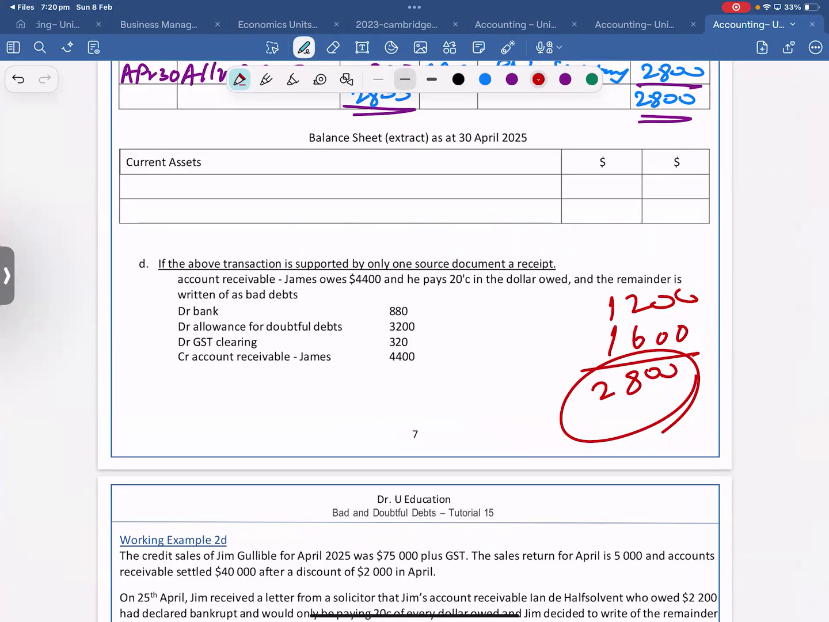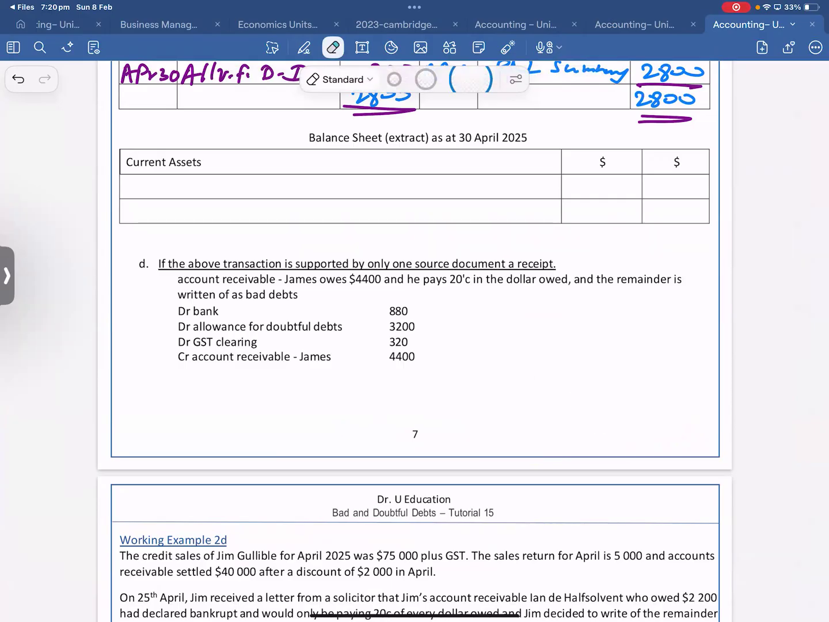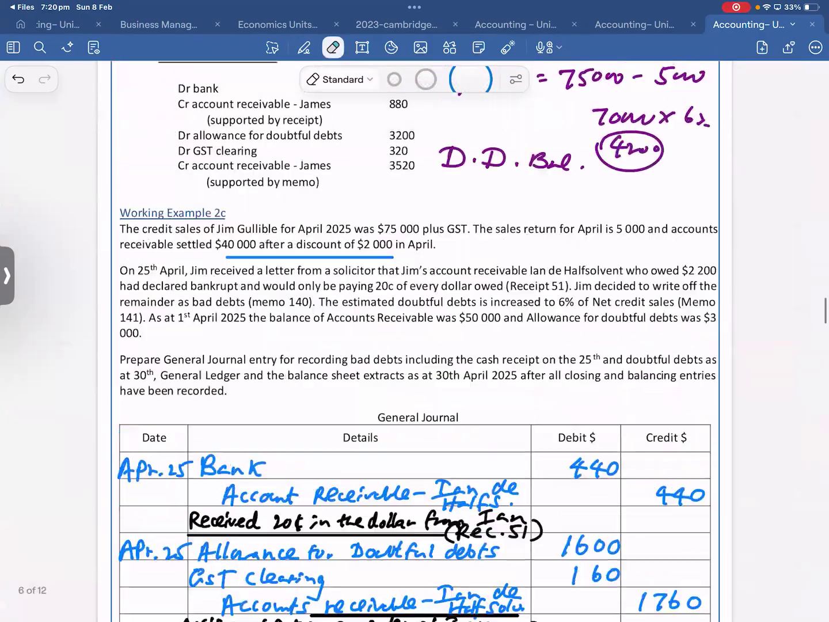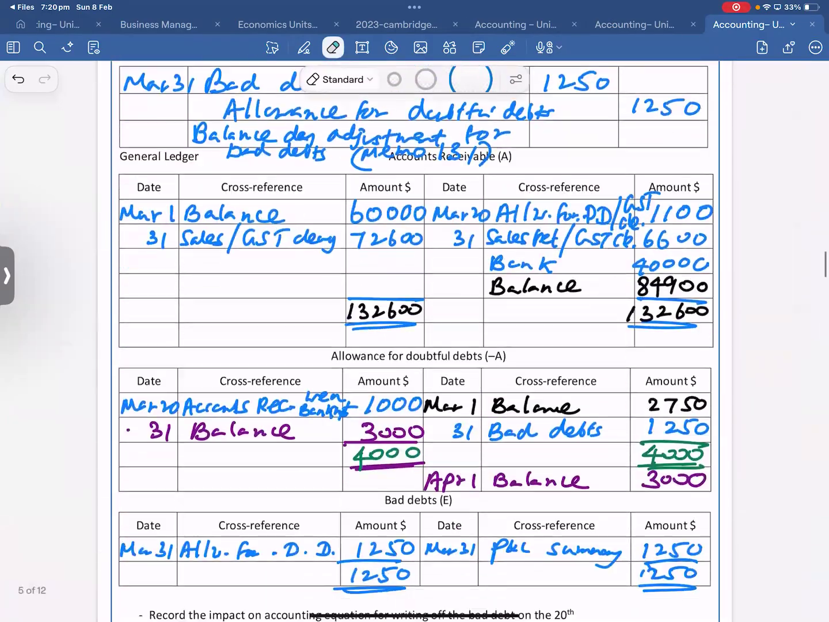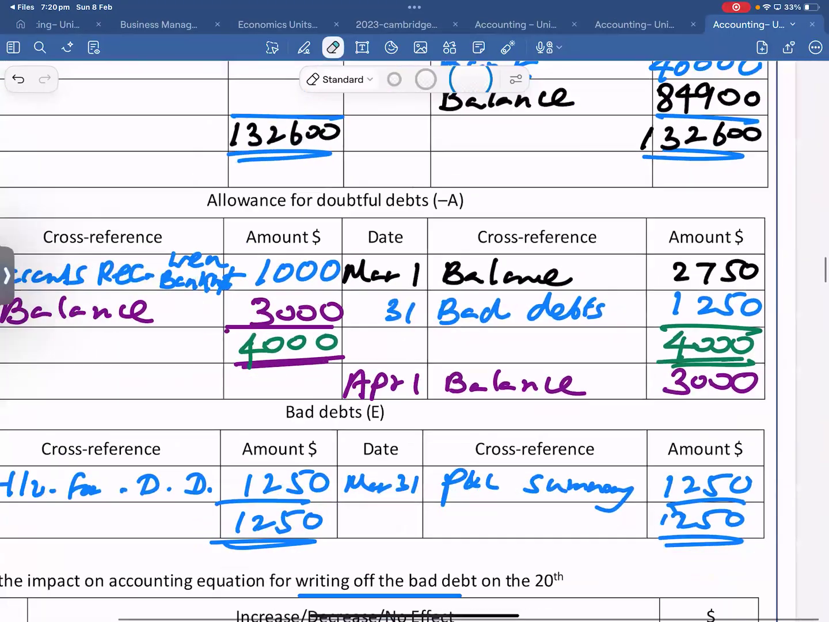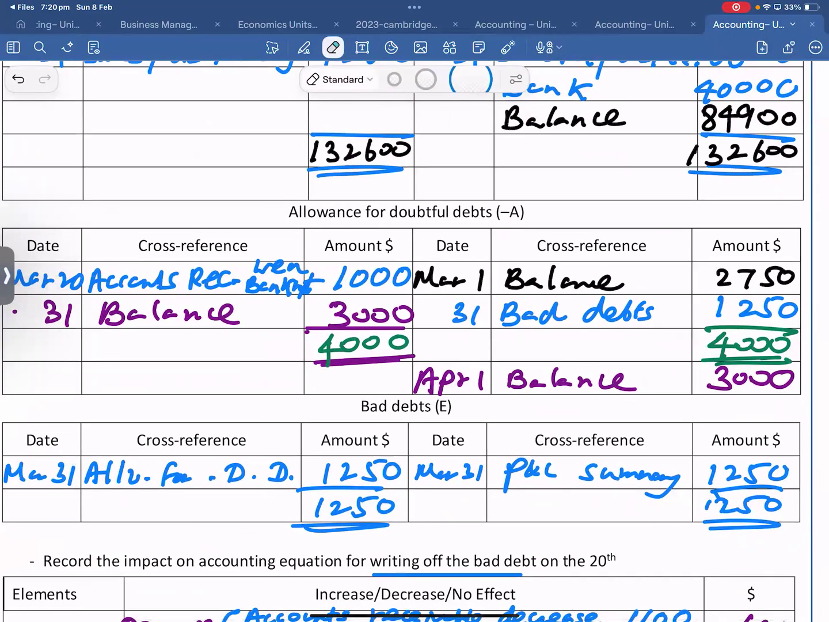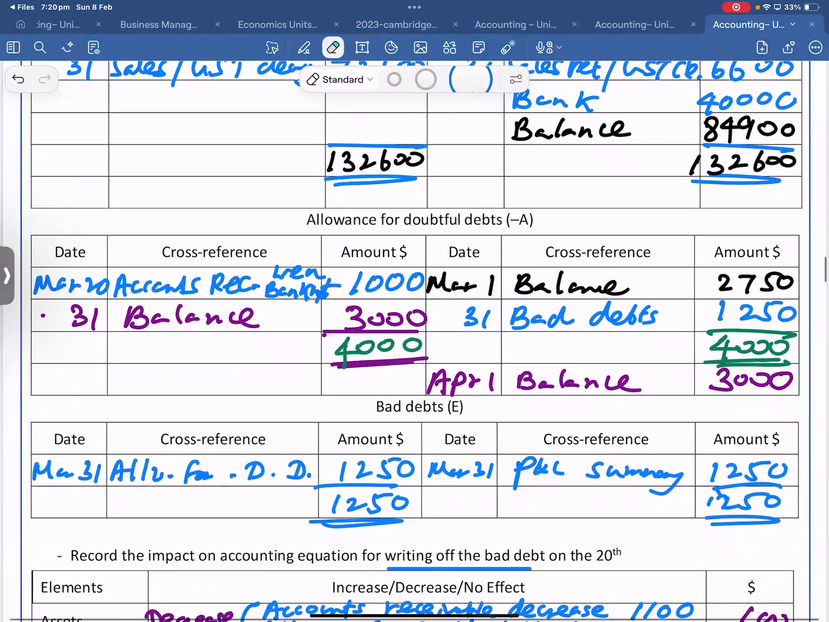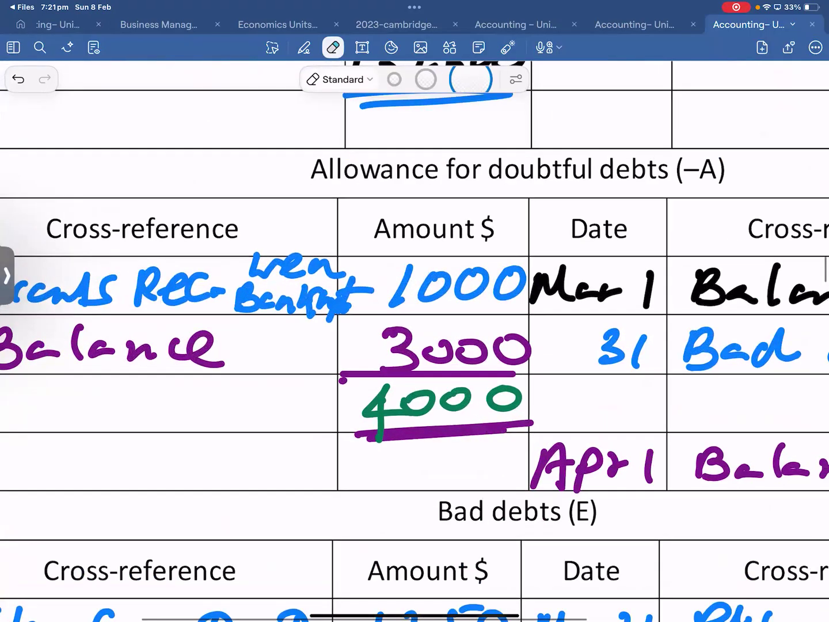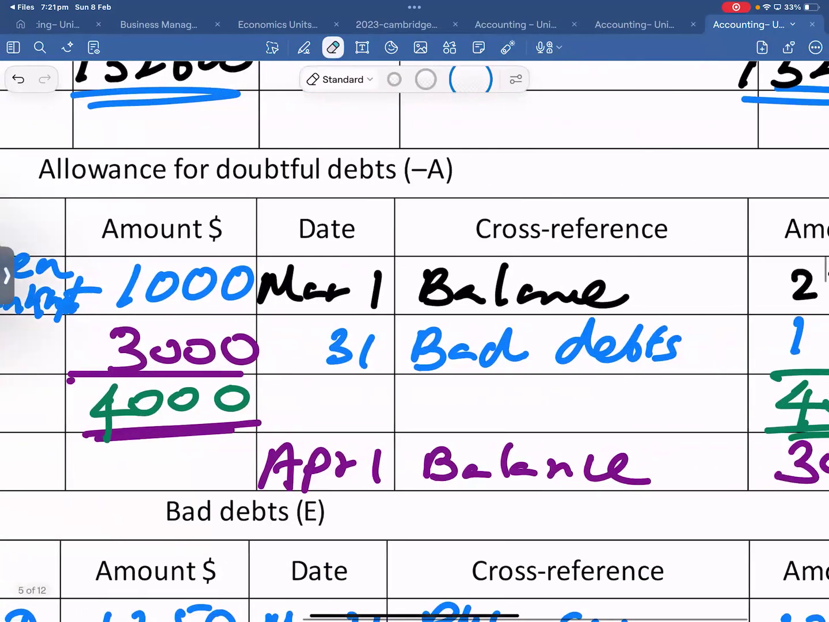If you want me to show it, in the previous question I can also show you. See the previous question. What did we do? What was our bad debt expense, guys? How much? 1,250. How did that happen? 2,750 became 3,000, increased by 250, plus 1,000 bad debt, 1,250. See?